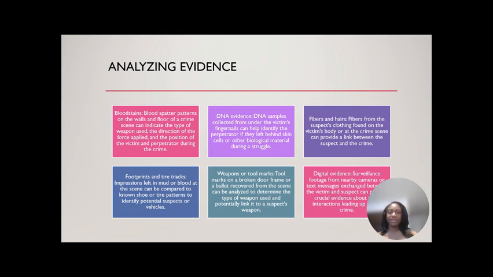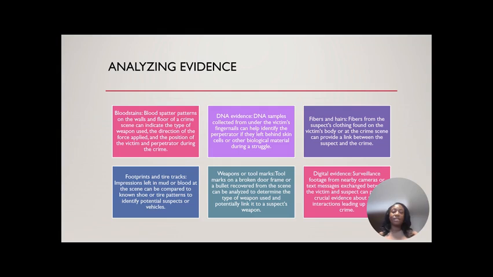So analyzing evidence. This is the most important part of being able to solve a murder. So when we have bloodstains, as I just said, blood spatter patterns on the walls and floor of a crime scene can indicate the type of weapon that was used, the direction of the force applied, and the position of the victim and perpetrator during the crime.